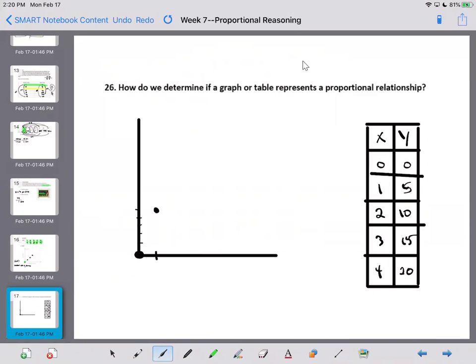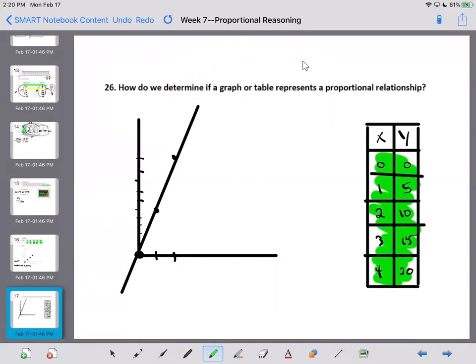5 to 1, and then 6, 7, 8, 9, 10. And then we would keep going, but this would be proportional. It does go through the origin. It is a straight line. And the data table as well is proportional, and it shows that it's going through the origin.